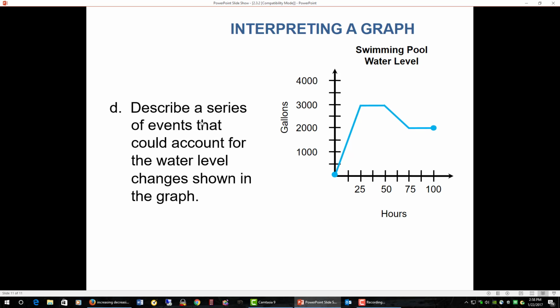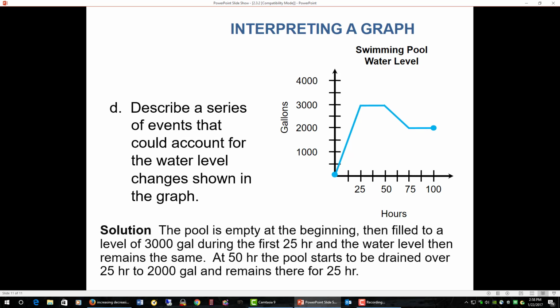So next, it wants to describe a series of events that could account for the water level changes shown in the graph. If you own a swimming pool and you see this upward pattern, level, downward, level, you may know some things here, just common sense. But the pool is empty at the beginning, then filled to the level of 3,000 gallons the first 25 hours, and the water level then remains the same. At 50 hours, the pool starts to be drained over 25 hours to 2,000 gallons and remains there for 25 hours. And so you can use this to interpret a lot of things.